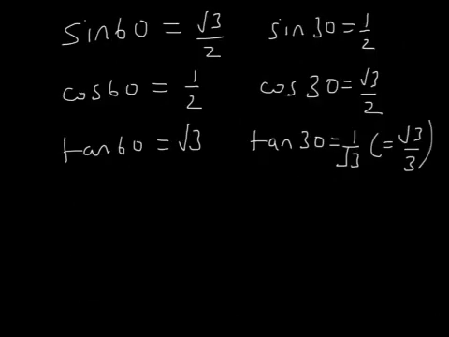So to summarise that, we get this table of results which show the exact values of the sine, cosine and tangent of 30 and 60 degrees. And very often it's useful to know the exact values rather than the decimal approximations.